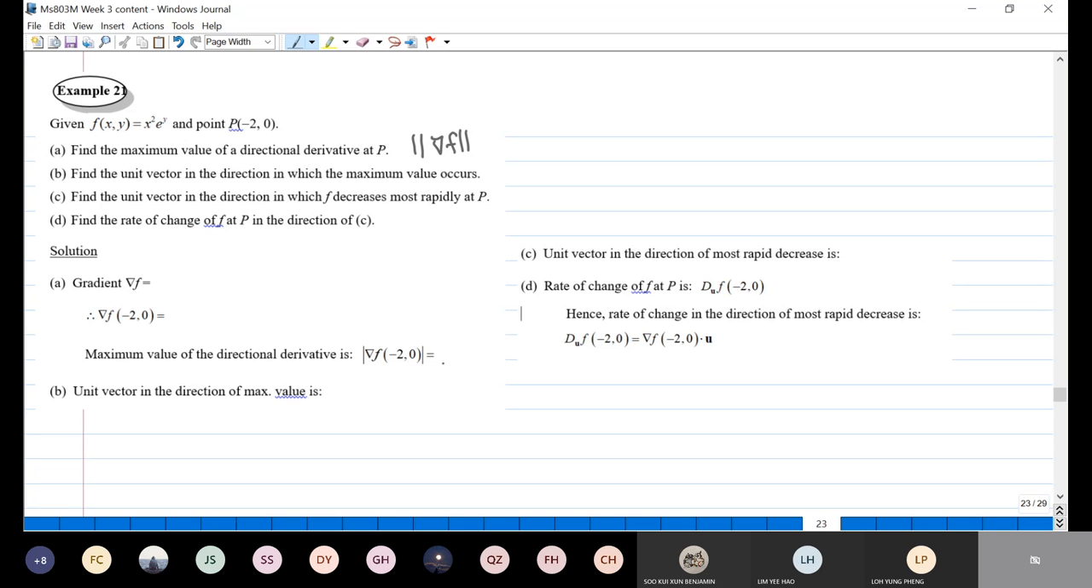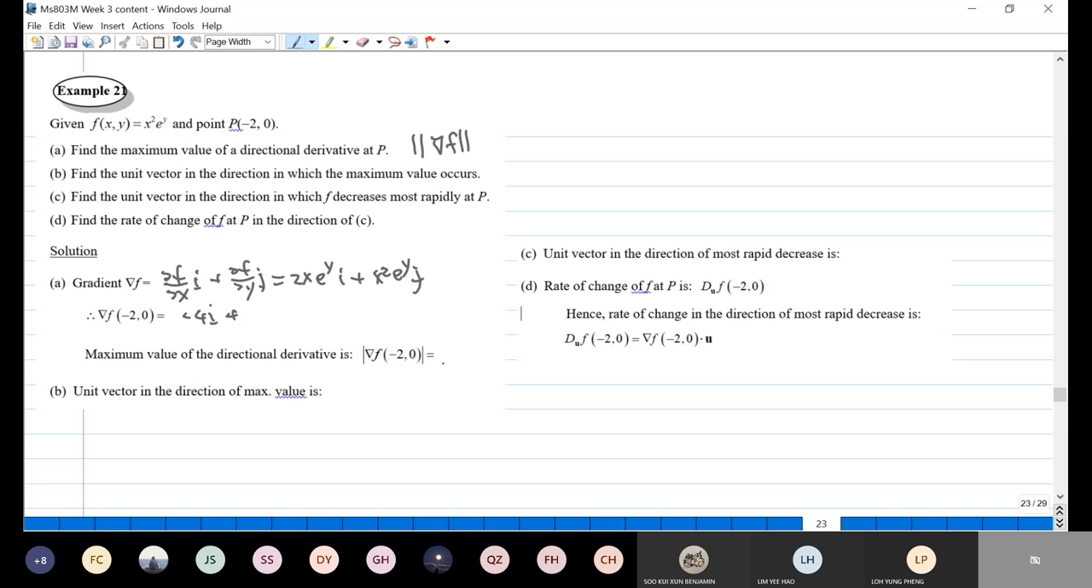This is the maximum value. So what is the gradient of f first? The gradient of f is the partial derivative of f relative to x i, plus the partial derivative of f relative to y j. Differentiating relative to x, you get 2x e^y. Then differentiating relative to y, you get x squared e^y. Now evaluate at x equal to -2, y equal to 0. Now e to the power 0 is 1.